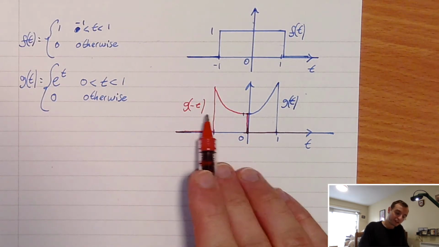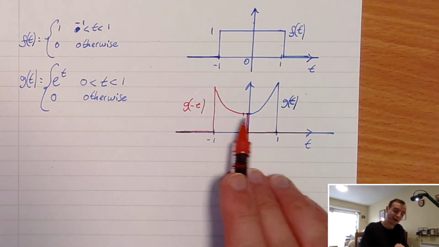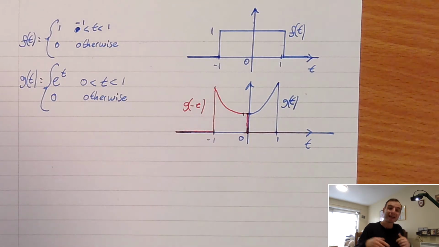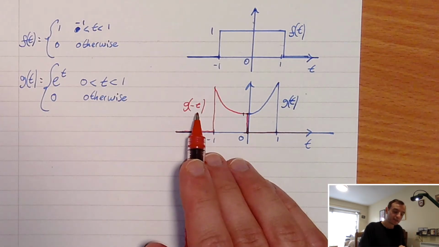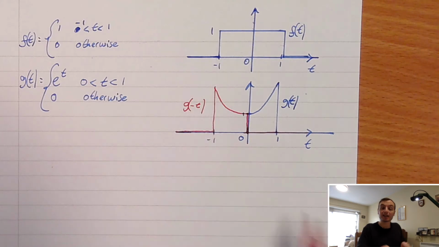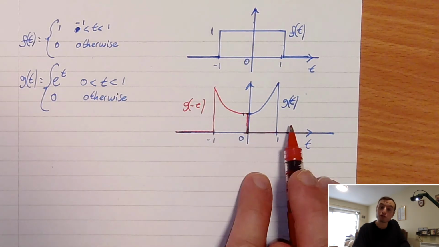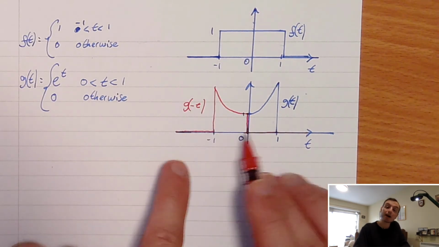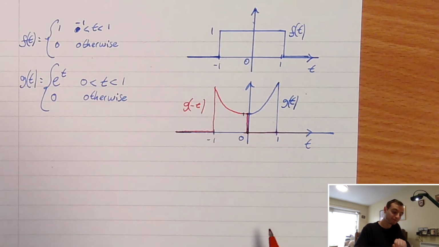Well, since we have a function here being reflected in the y-axis, g of minus t, if we add a value to the argument, so say g of minus t plus 1, it's going to shift that function to the right. If we add g of minus t minus 1, it's going to shift that function to the left.